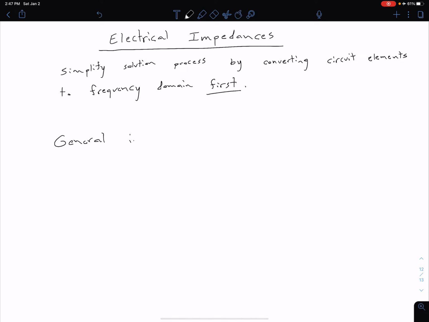In general, we can define our impedances using Ohm's law for phasors. The general impedance equation is given by: impedance Z of S is equal to V of S divided by I of S. Notice these are all functions of S, so we're in the frequency domain. We could rearrange this and say that V of S is equal to I of S times Z of S.